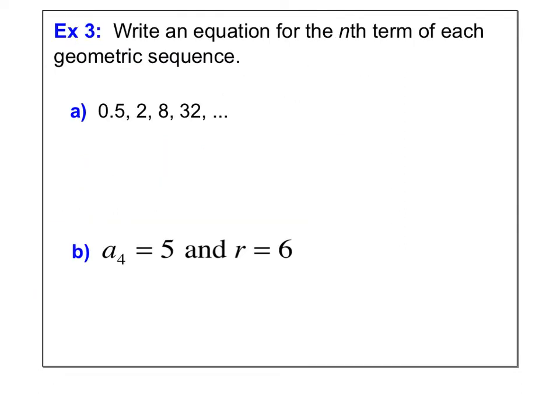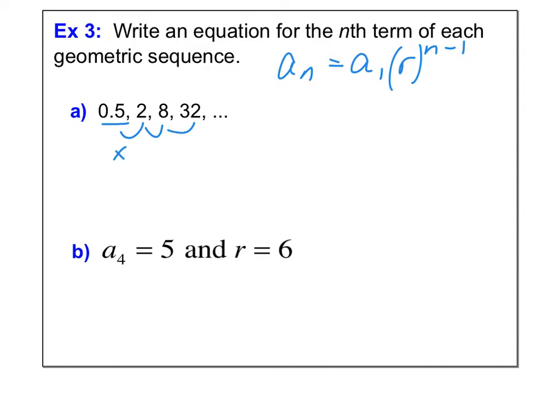In this example, we are asked to write an equation for the nth term. Just like we did in the arithmetic sequence section, we will do the same thing for the geometric sequence. So knowing that our equation is here, we need our common ratio. We also need the first term. The first term is given to me, it's 1/2. The common ratio I can find by figuring out how I get from 0.5 to 2, 2 to 8, 8 to 32, and so on.